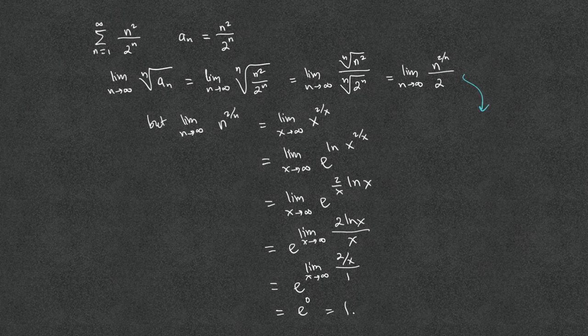But the limit of n to the 2 over n power, over 2, is 1/2 times the limit as n goes to infinity of n to the 2 over n. This limit is 1, so the result is 1/2 times 1, which is 1/2. This is less than 1, so by the root test, the series converges.